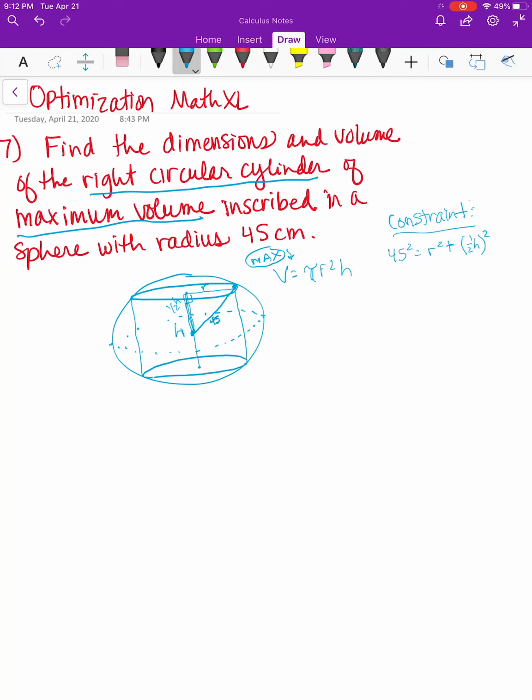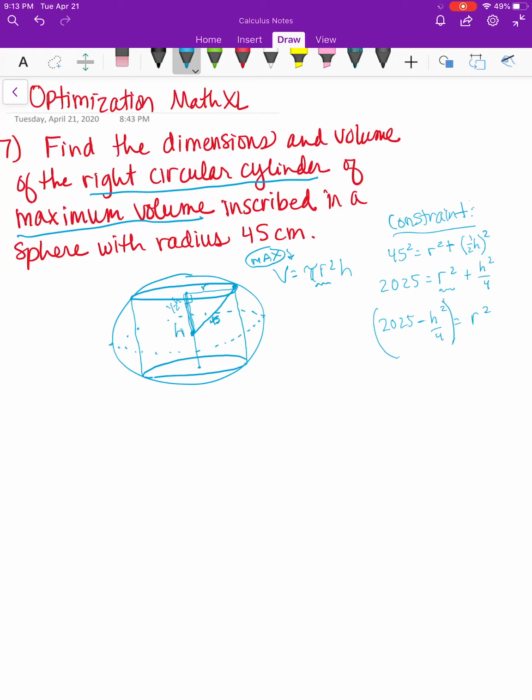We know that 45 squared is equal to r squared plus, and now be careful here, because from here to here, this distance right here is 1/2 h. So this would be 1/2 h squared. And if you square that 45, you get 2025. And this is going to be h squared over 4.